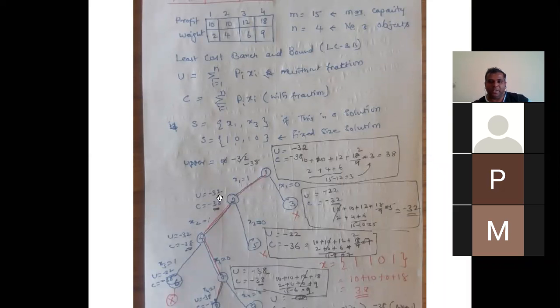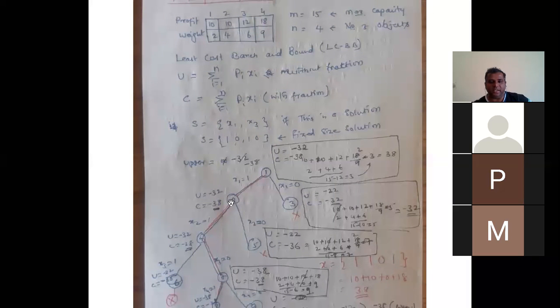So compare minus 32 with upper. Upper value is minus 32 only, so no need of changing. So now select this node for the next expansion. And this node, it will be in the queue.